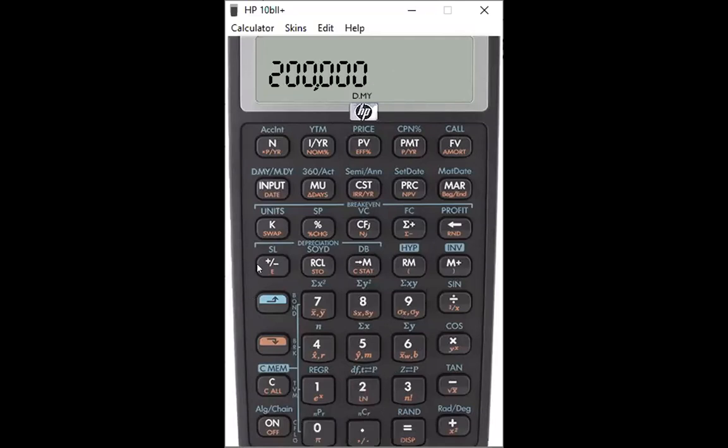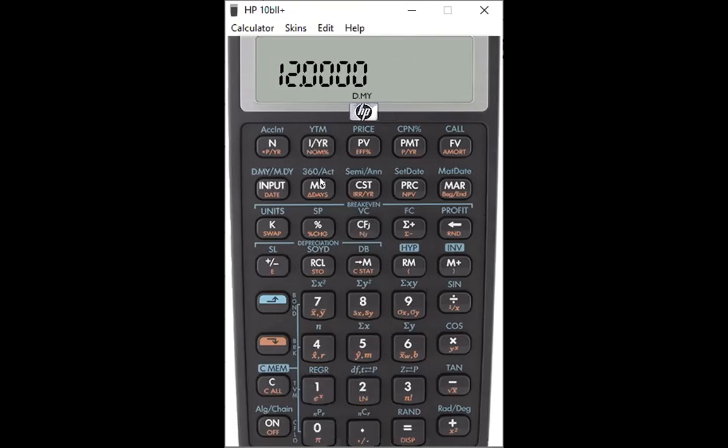It's 200,000 as a negative. Then we press the cash flow button, then we get CF0. 150,000, then we press the cash flow button. 100,000, the cash flow button again. 260,000, the cash flow button. 180, the cash flow button.